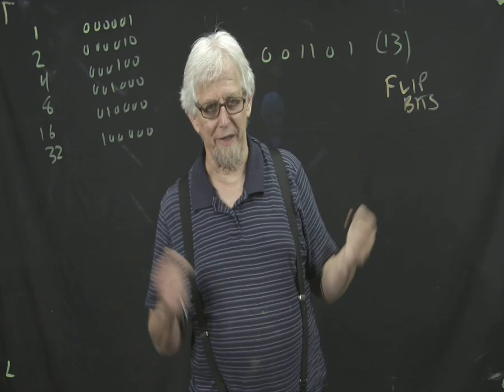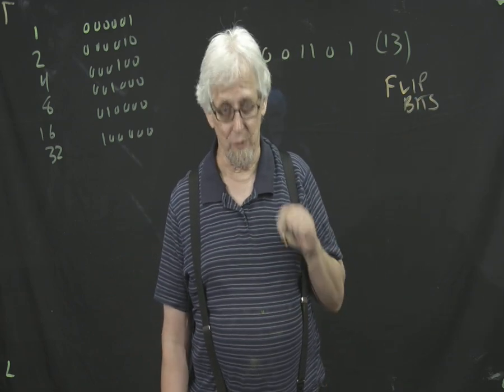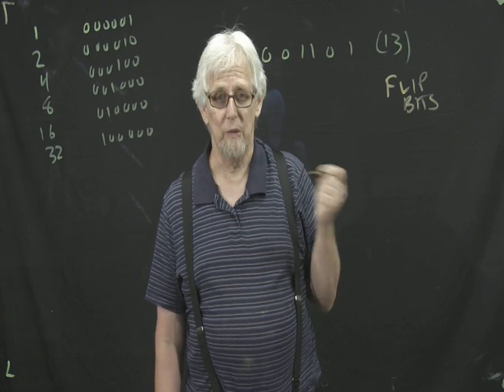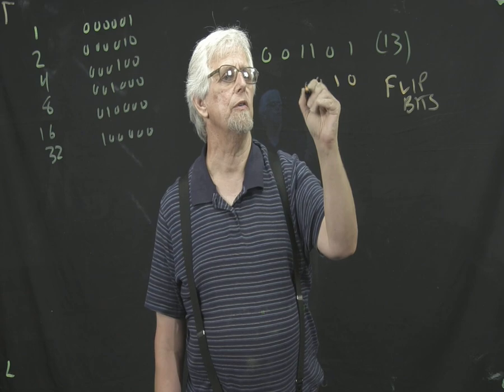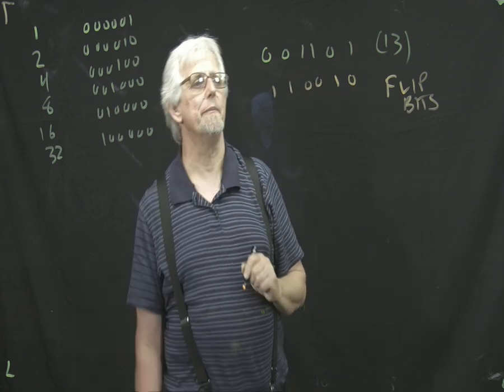It's called complementing the bits. If you complement a 0, you get a 1. You complement a 1, you get a 0. So flip all the bits. That'll be 0, 1, 0, 0, 1, 1, right?